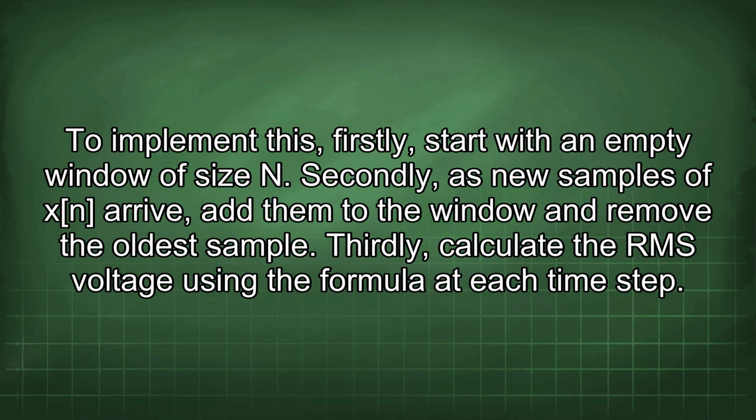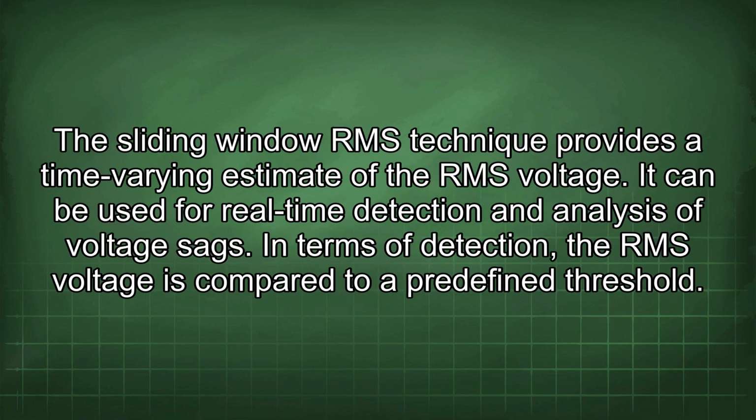To implement this, firstly, start with an empty window of size N. Secondly, as new samples of x[n] arrive, add them to the window and remove the oldest sample. Thirdly, calculate the RMS voltage using the formula at each time step. The sliding window RMS technique provides a time-varying estimate of the RMS voltage.